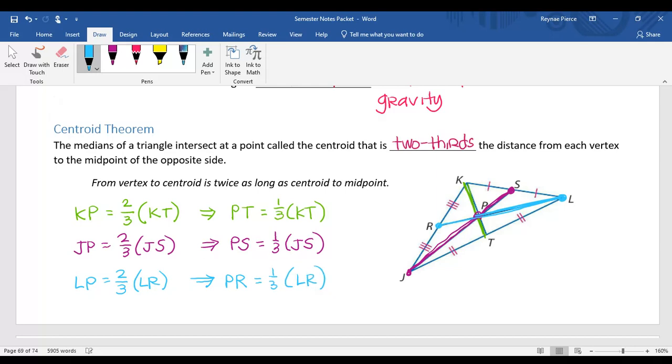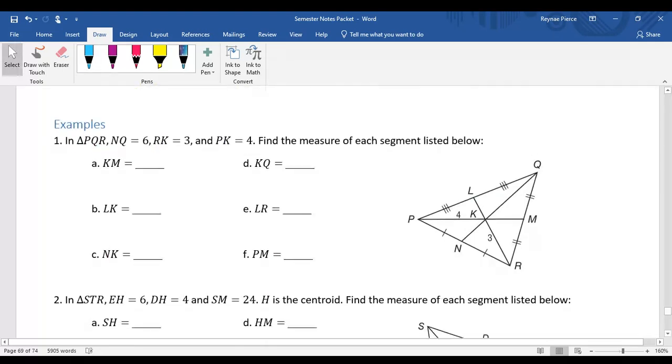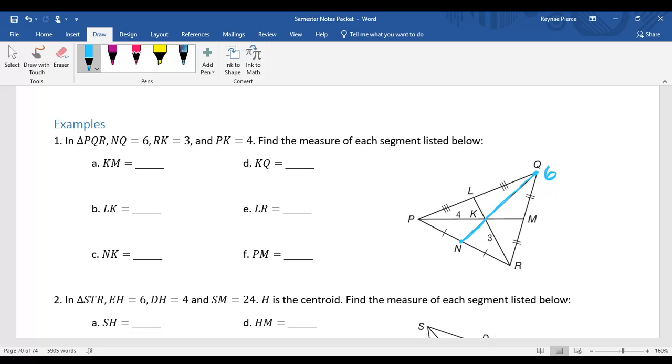So putting that into action a little bit here. Let's look at this first example. In Q, this entire median here from vertex to midpoint is 6. RK is 3 and PK is 4. We're going to find the measure of each segment that is listed below.